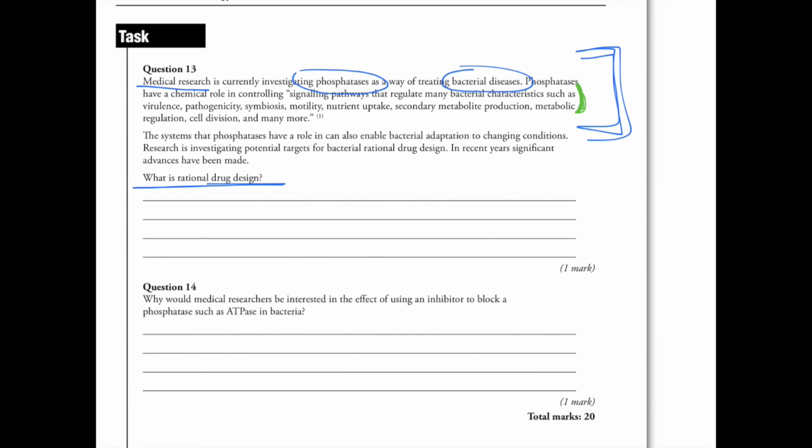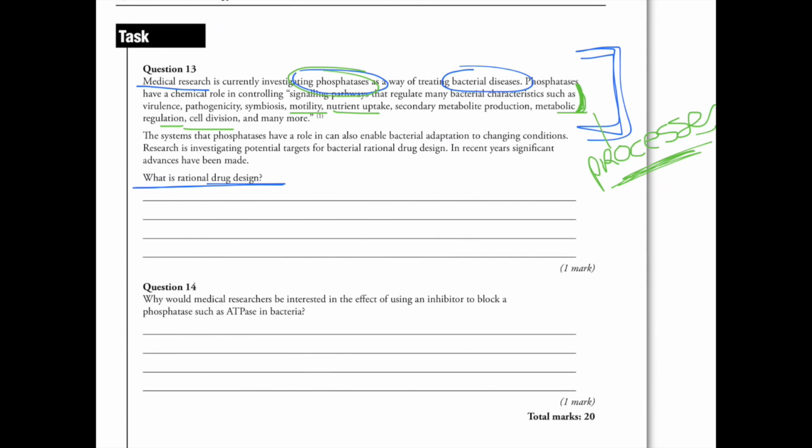Some of the things are motility, so its ability to move, uptake of nutrition, metabolic regulation, and cell division, so a lot of its processes. They're looking at using this enzyme to treat bacterial diseases because it affects a lot of its essential processes, basically. The first question, 13 there, is what is rational drug design?